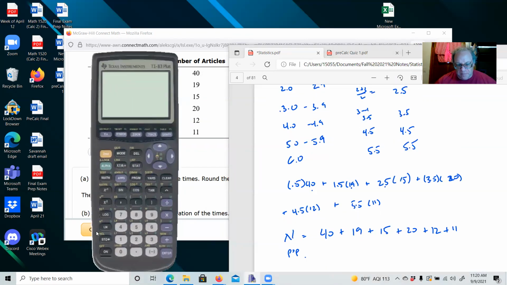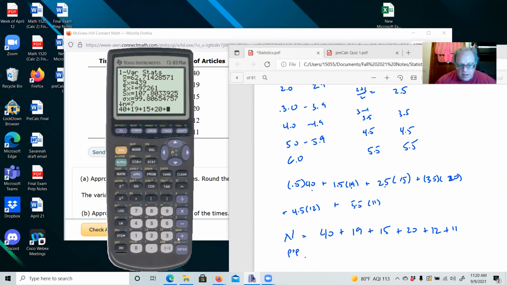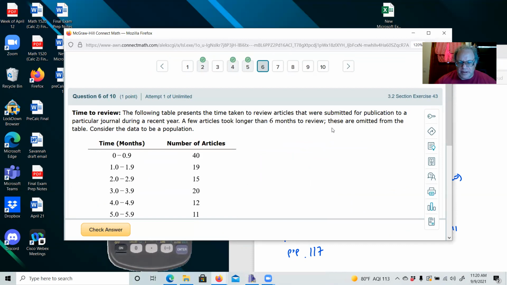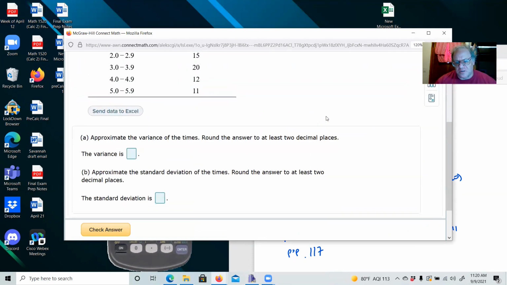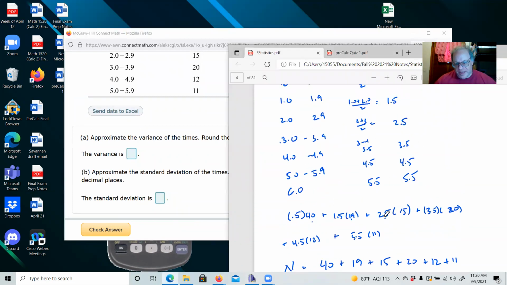So do it by hand. Take 3 plus 19, it's 15. So 15 here. It's 20 plus 12 plus 11. Okay. Total of 117 articles. Did they tell us that? No, they didn't. Sometimes they do in the description. They say 117 articles, here's the breakdown. So we have to calculate this.